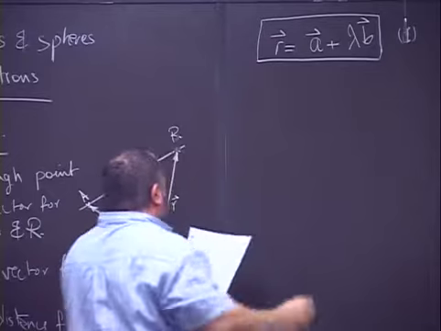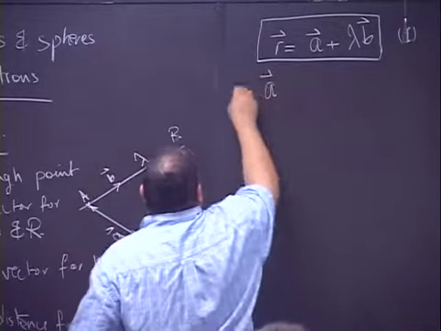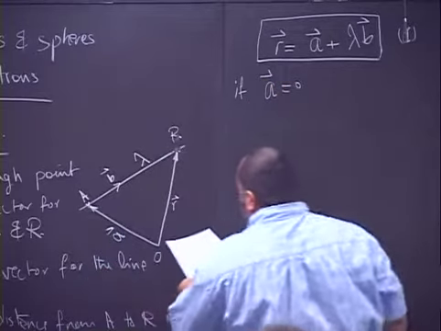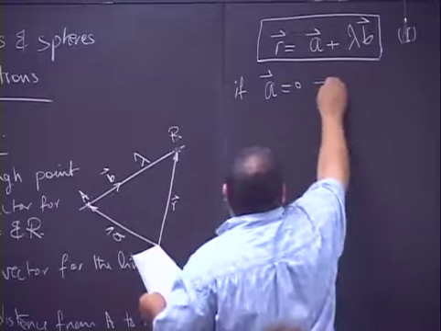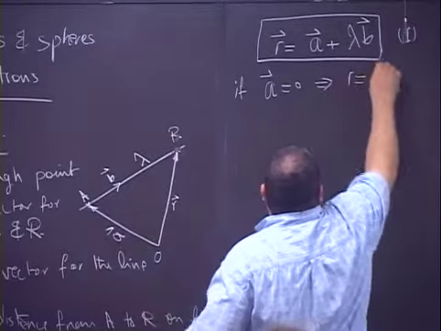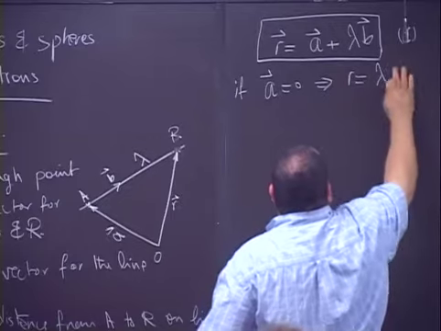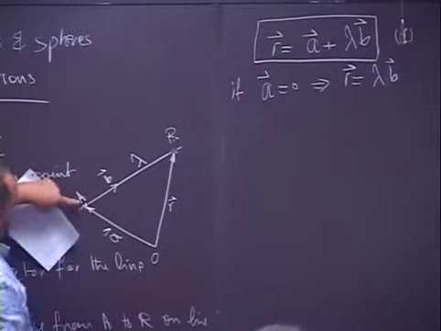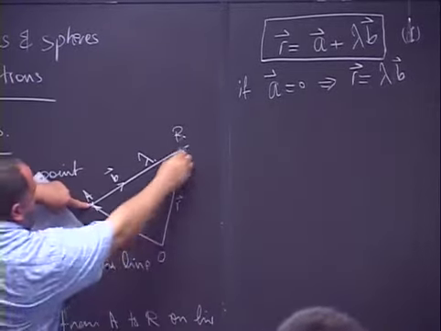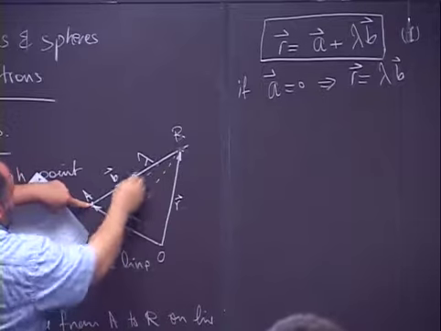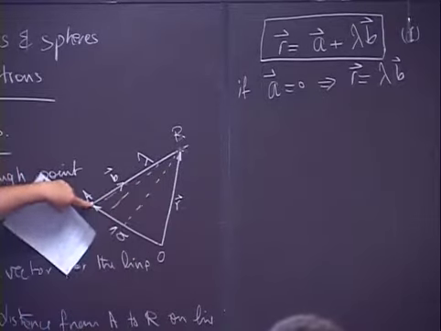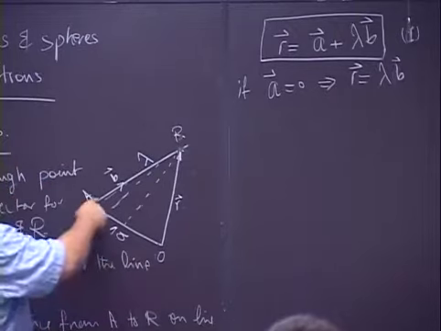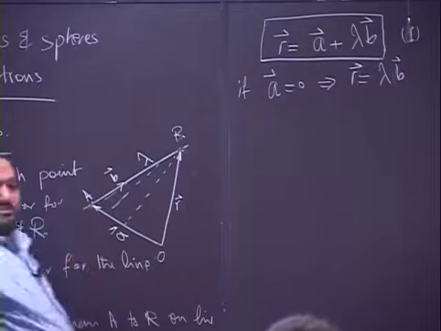So if a is equal to 0, this means that r will be equal to lambda b. So if you just shrink this until it becomes 0, you are on the line here. So the origin will be here, and the equation of the line will just be lambda multiplied by b, because you will be on the line.